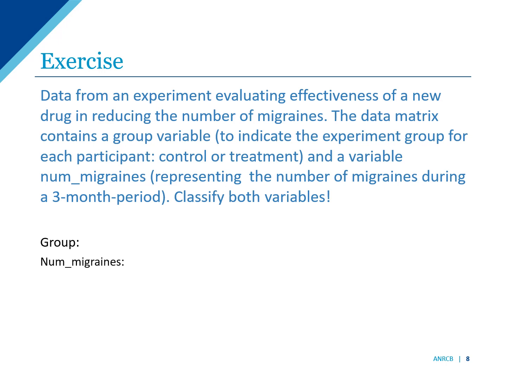The group variable is categorical and nominal. There are 2 groups, treatment and control, but they don't have an inherent order to them. The number of migraines variable is a discrete numerical variable because it is a count of how many migraines a person had in 3 months.